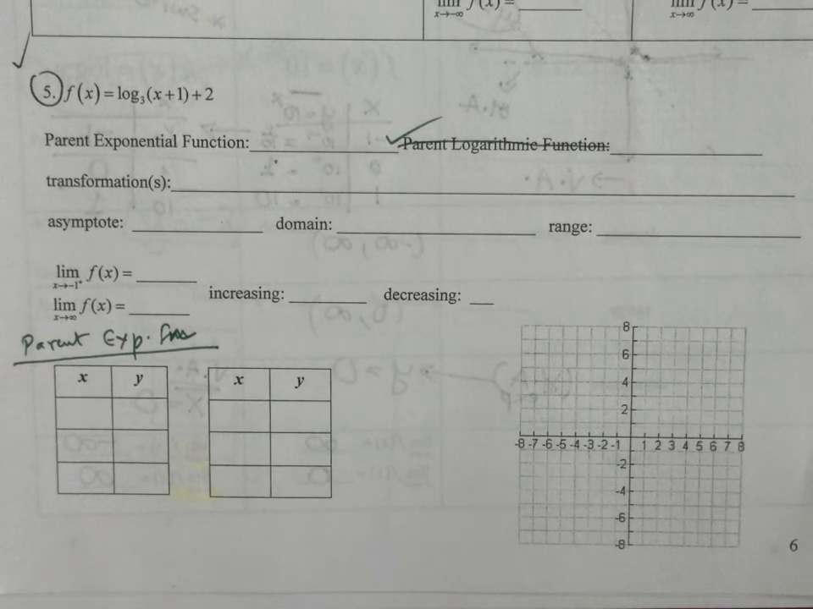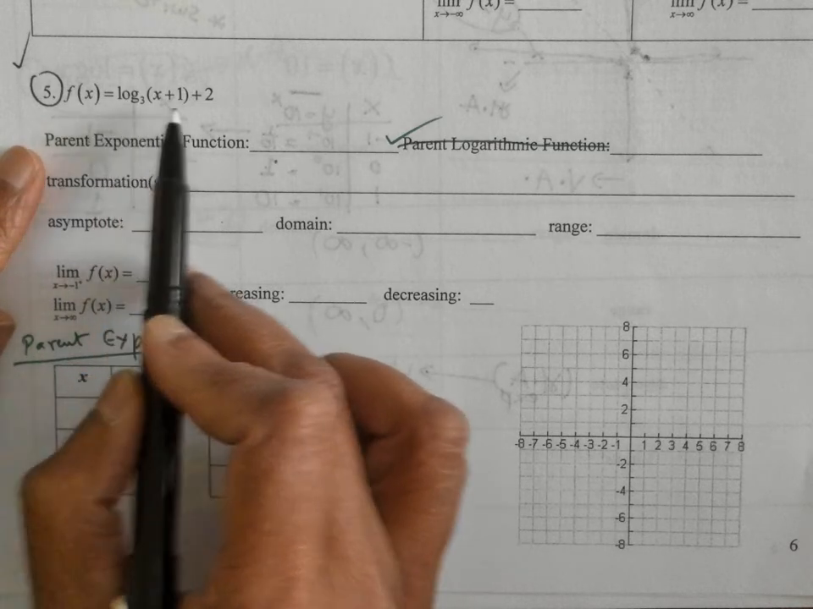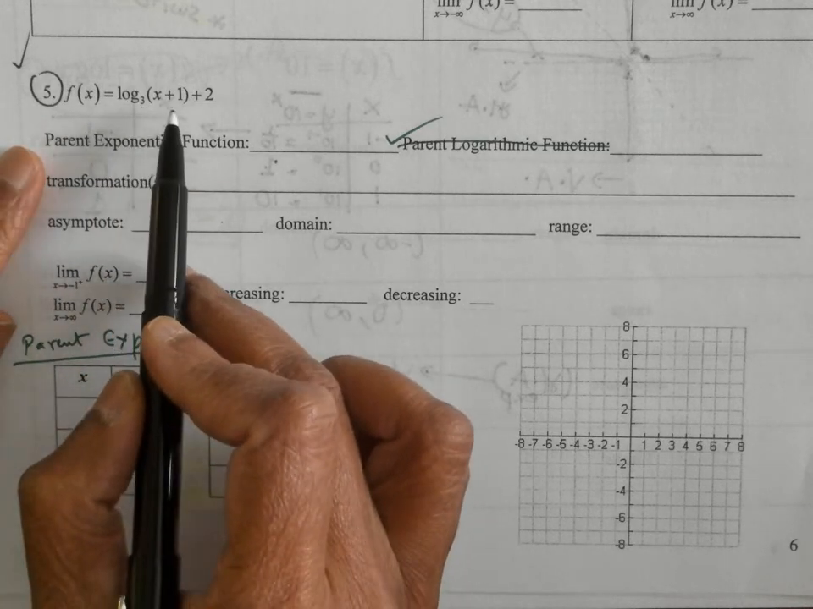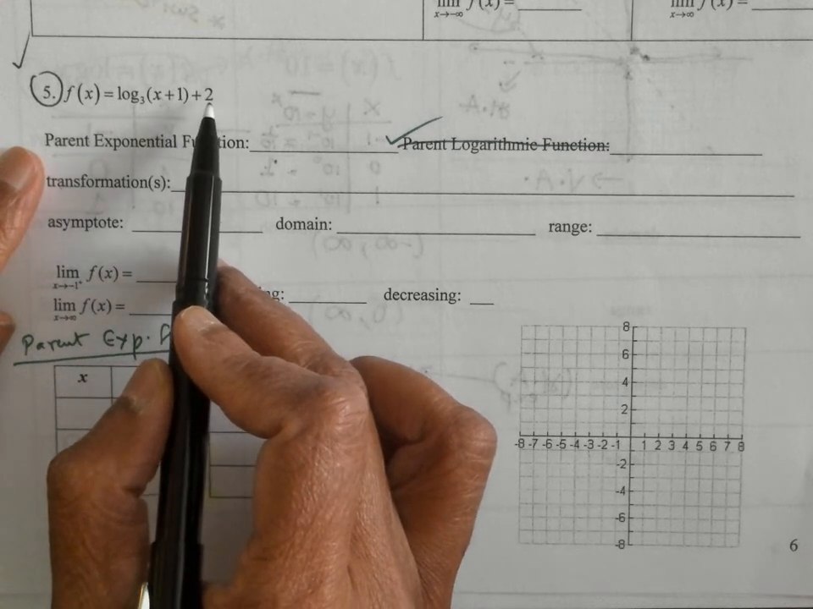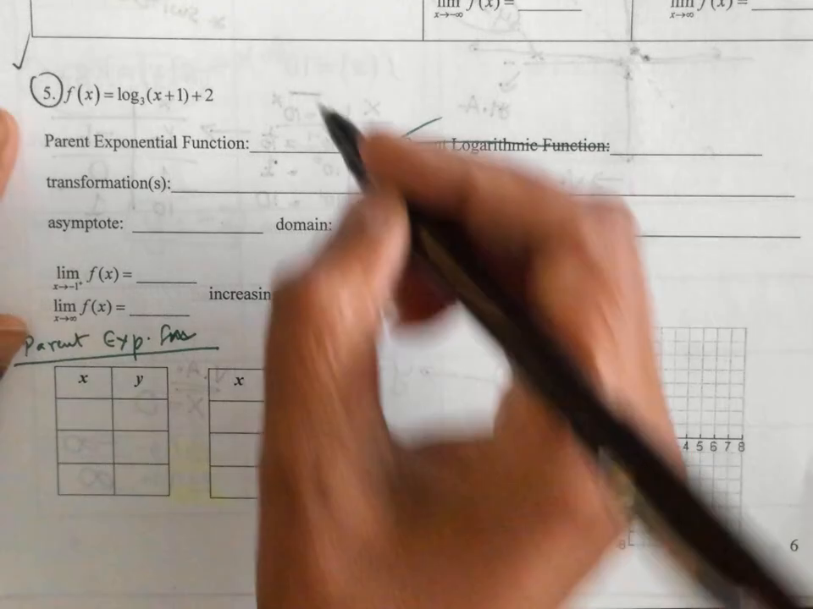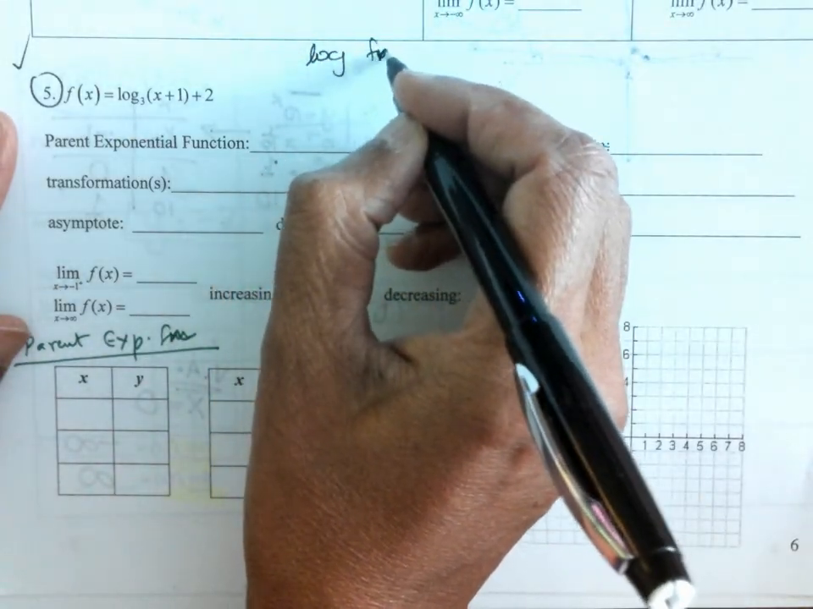Okay, so let's go ahead and start question number 5 on page 6, which basically does the graphing of a logarithmic function, and this logarithmic function has a horizontal shift and a vertical shift. Let's just analyze this for a minute. This is a log function, correct?